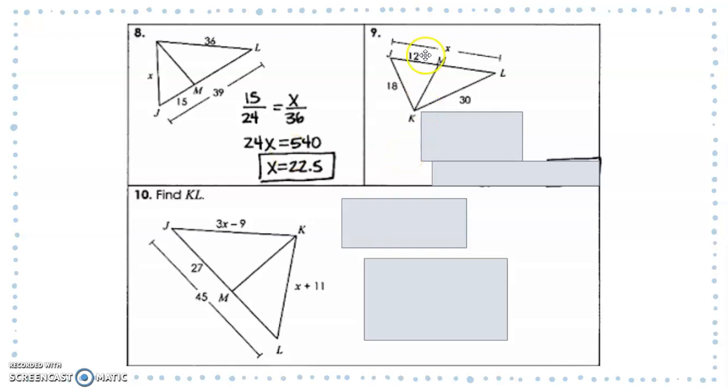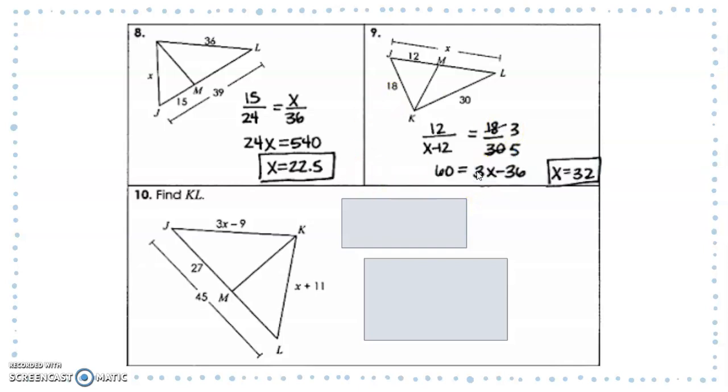Number 9, this time they said x is my whole length of JL. So when we subtract, we're going to do it something a little bit different that we haven't looked at yet. We are still setting up our proportion, but to figure out what LM is, I have to write that as an expression. Well, if the whole thing is x and I take 12 for JM, I can write the expression for LM as x minus 12. So I have 12 over x minus 12 is equal to 18 over 30. And when I simplify and when I solve for my x, I find that x equals 32.